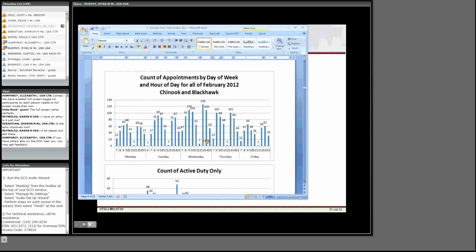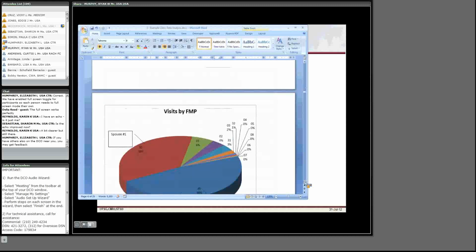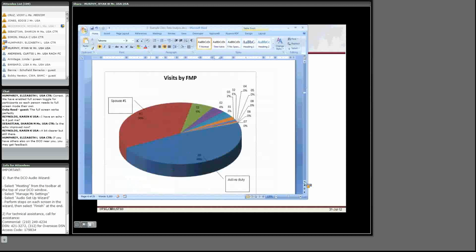And then they asked us to do some other analysis specific to active duty. So we're able to take very detailed information and manipulate it however we want, because we're dealing with the raw data and not a roll-up by MTF or a roll-up by clinic. We're getting each individual appointment.